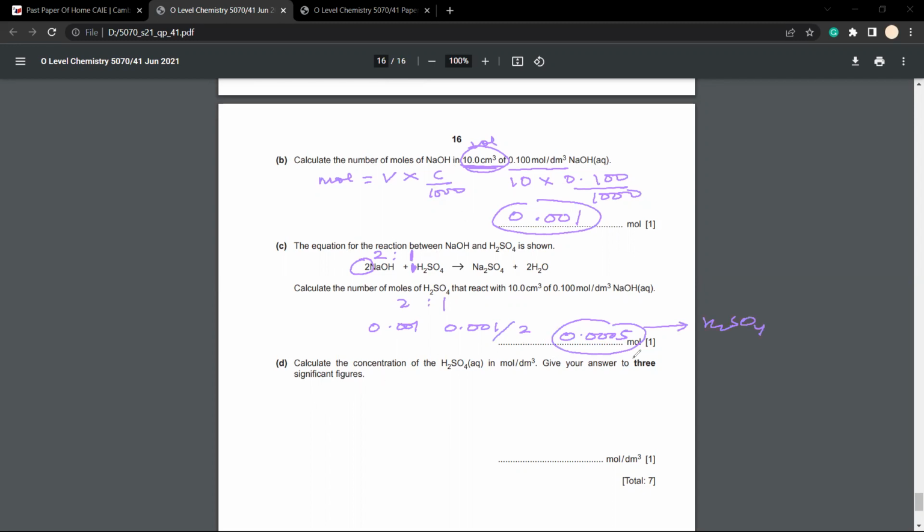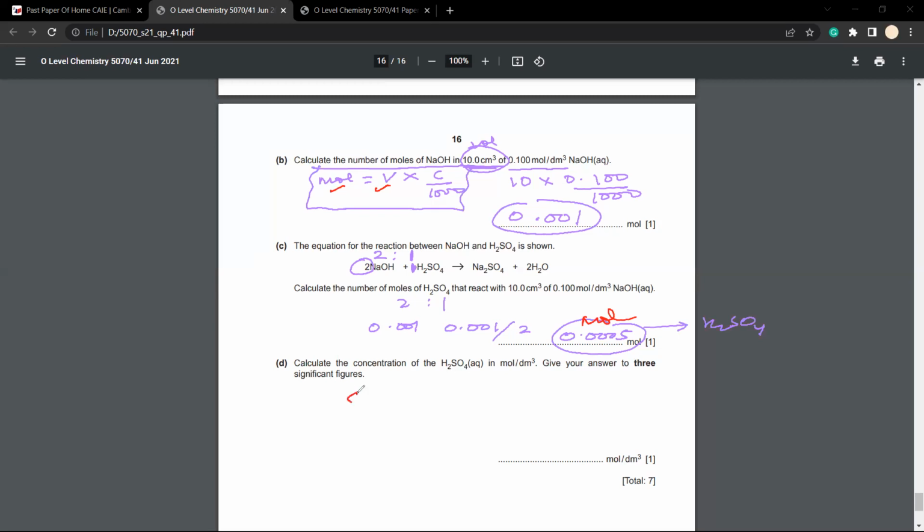Now, when we know the number of moles of the reacting sulfuric acid, and we know the volume also, we can easily calculate the concentration, right? We will be using the same formula as above. We know the moles, these are the number of moles. Volume also we know, the average volume we calculated on the previous page. We can easily find out the concentration now. So let's write down the value here.